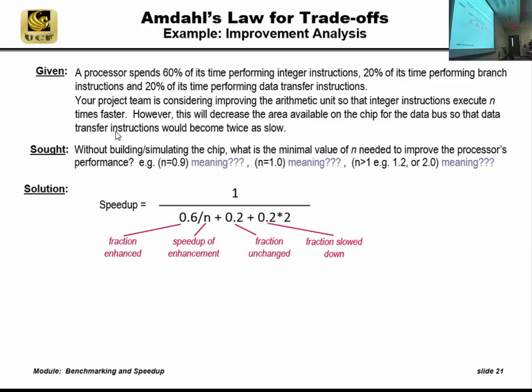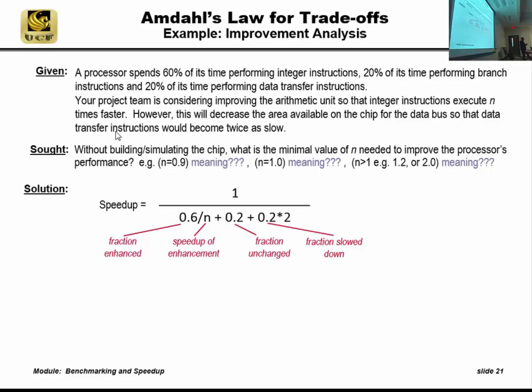Well, this is the fraction enhanced. This is the speedup of the enhancement, and this is the fraction slowed down. So how do we specify we're slowing it down? Instead of dividing by n, we multiply by 2. This proportion takes longer. It can't be more than twice because the fraction is already small. That's true, but when does it become worth it?